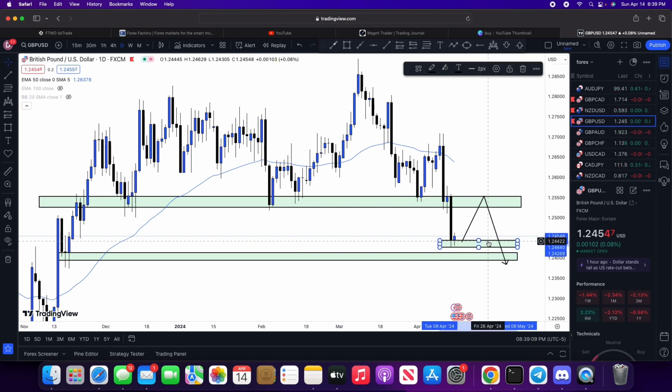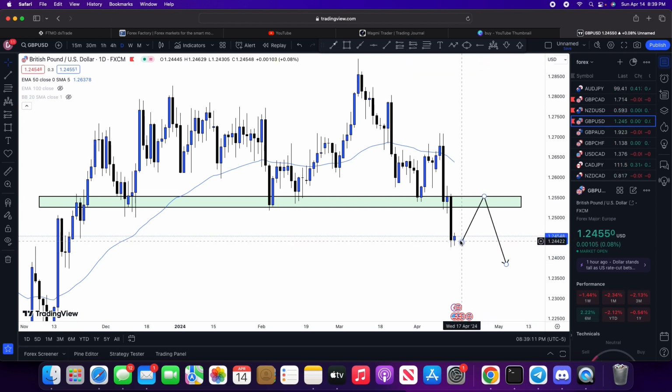But the overall bias is I want price to enter this level, show me signs that we can start rejecting to the downside, and then take those shorts to the downside. And that's the entire process. Now, remember, these are basically all the trades I have for this week. I might enter some of them, I might enter none of them. It all depends on my entry signal.